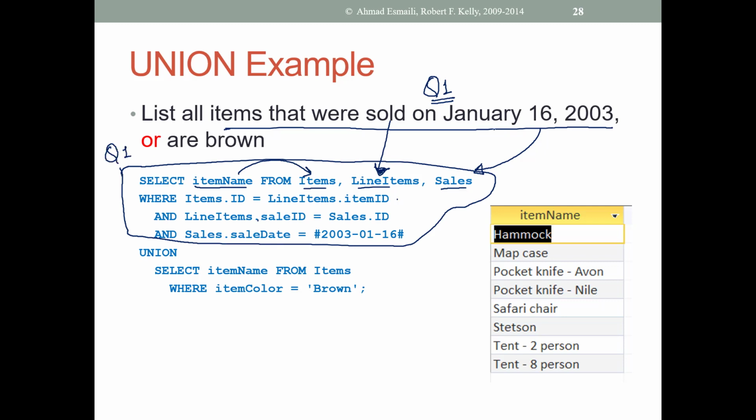Now there's another part. The query says that either the item should have this requirement or the item should be brown in color. Now this query 2 is very simple. You need just one table, which is the item table. So how do you write query 2? Write it this way: select item name from item where item color is equal to brown. Good. So we know how to write query 1, and we know how to write query 2.